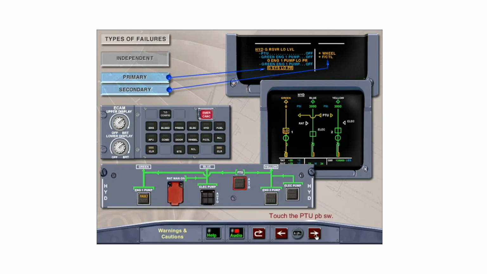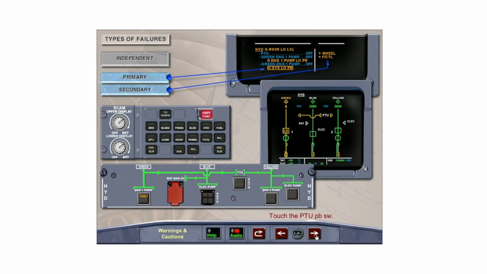A primary failure is the failure of a system or item that causes the loss of use of other systems or items of equipment that depend on it. A secondary failure is the loss of a system or item of equipment resulting from the initial primary failure.